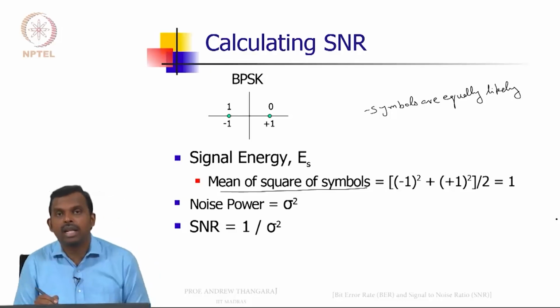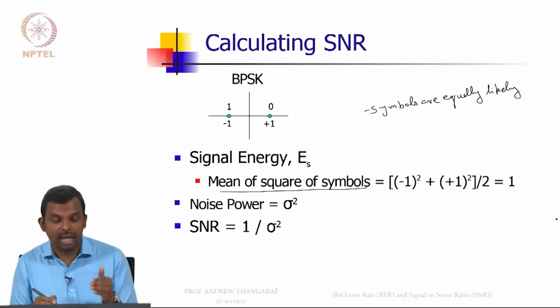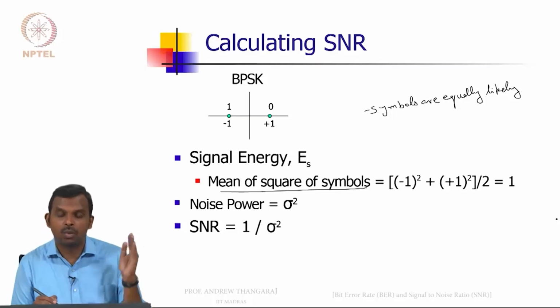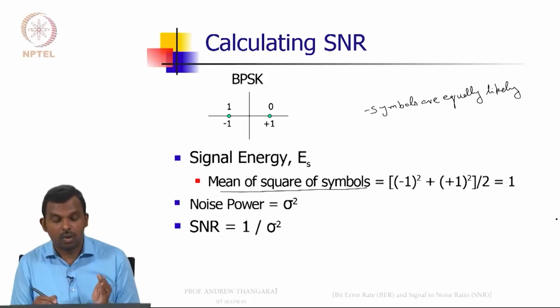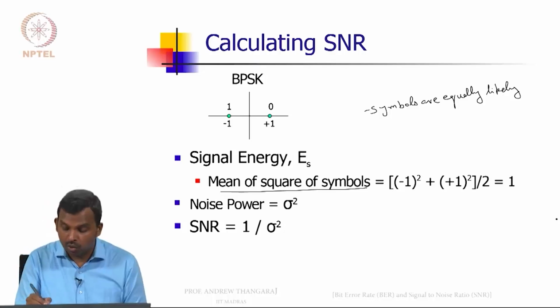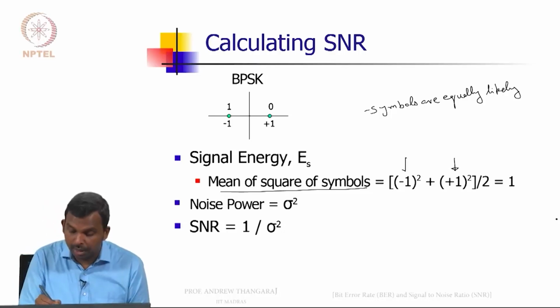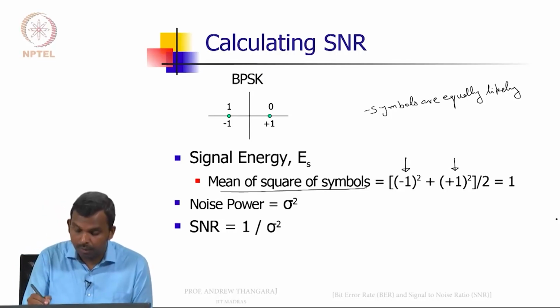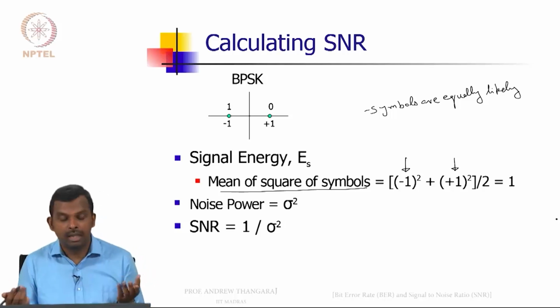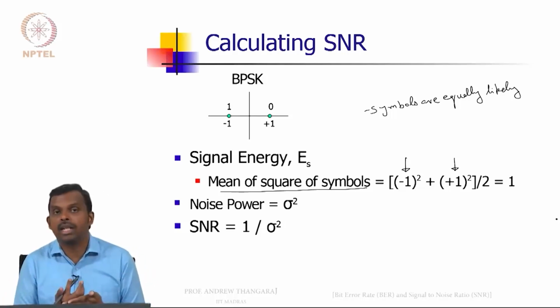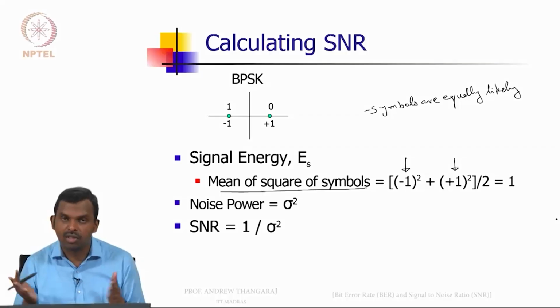Okay, equally likely meaning they are uniform: +1 happens with probability half, -1 happens with probability half. So, how do you compute the signal energy? You square +1, you square -1, right. So, this is one symbol +1, you squared it, and another symbol -1, you squared it, and then you divide by 2. So, this is the mean of the square of the symbol, so you get 1. In your BPSK model, this Es, the signal energy quantity, has this very simple expression, which is 1.